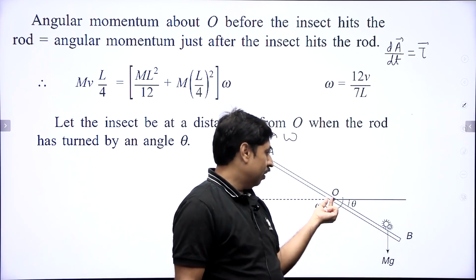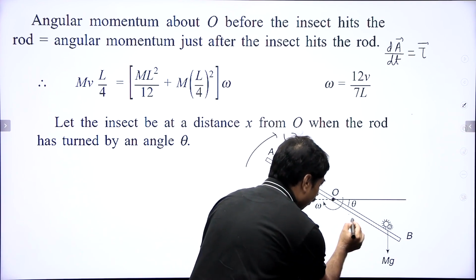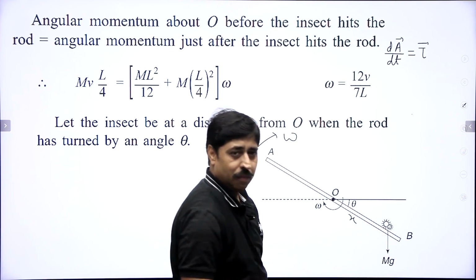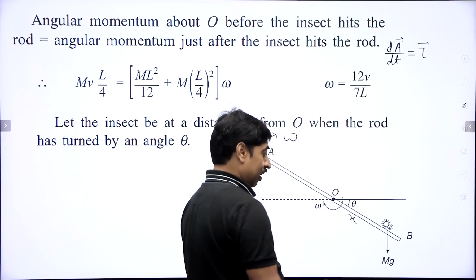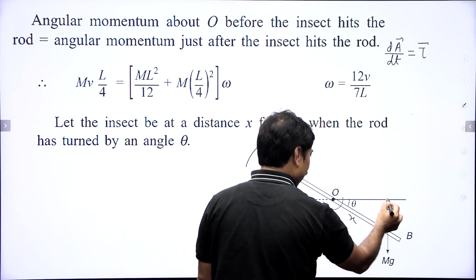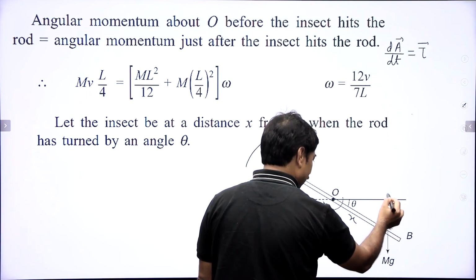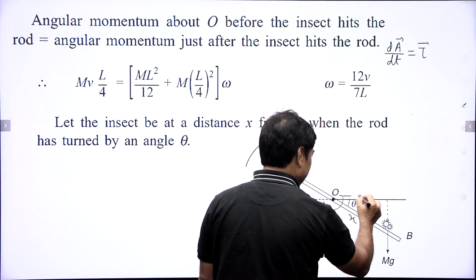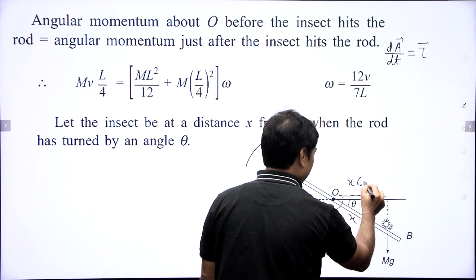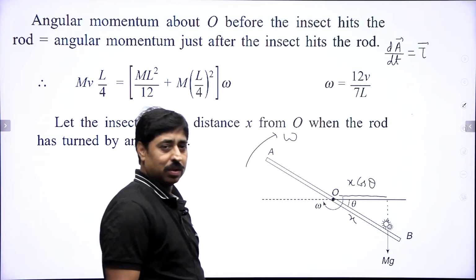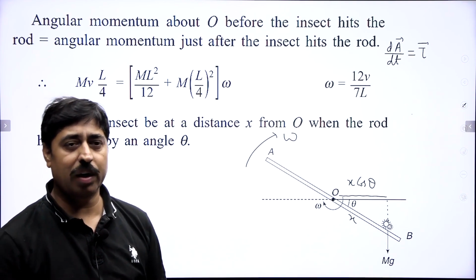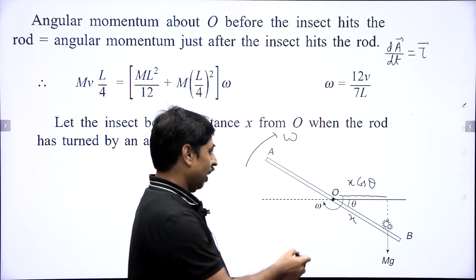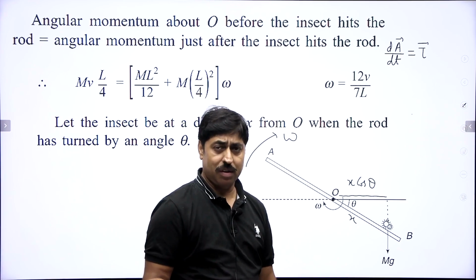Let us say the insect is at a distance x from point 2. At this particular instant, the torque of the mg force is mg into x cos theta, since the line of action of mg is this line and this distance is x cos theta. This will be equal to the rate of change of angular momentum of the system about this axis. System means rod plus insect.